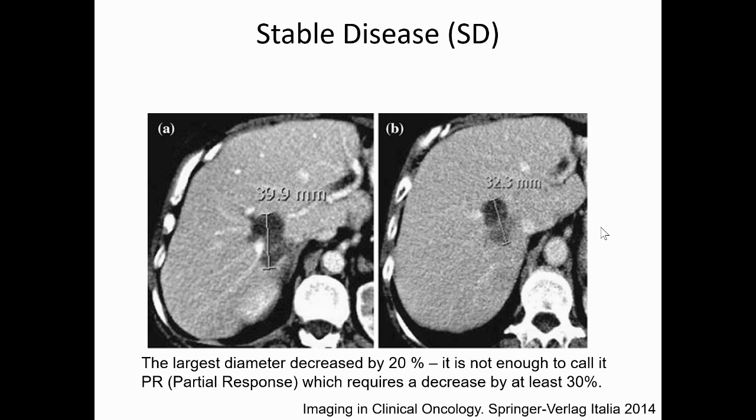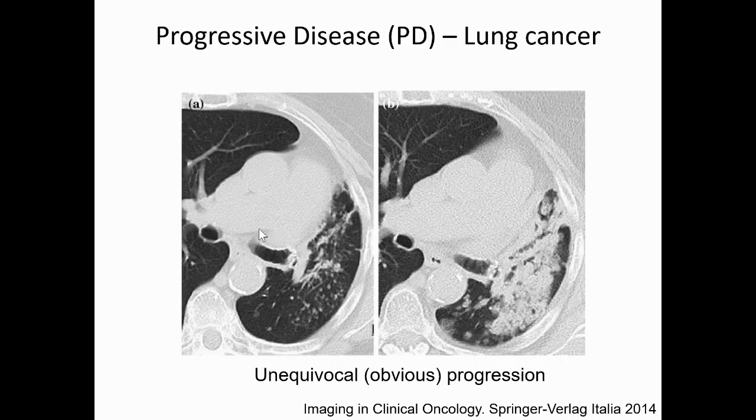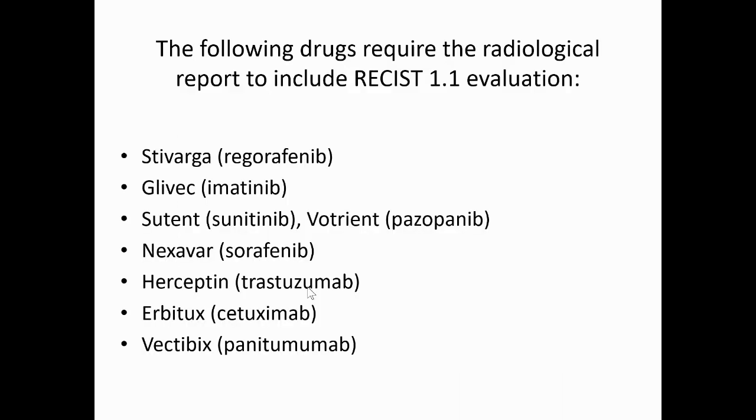Here is an example of a stable disease in which the decrease in diameter was less than 30%, and so that's not enough to call it partial response. We call this stable disease. Here is unequivocal or obvious progression when the lung cancer increased so much that you call this obvious progression, even though you cannot really measure this area, which is the cancer itself.